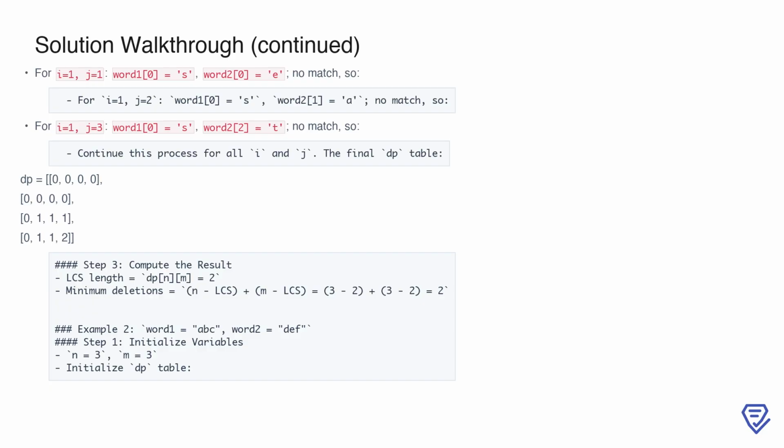Using this, we calculate the minimum deletions as n minus LCS plus m minus LCS, which equals 2 for this example.